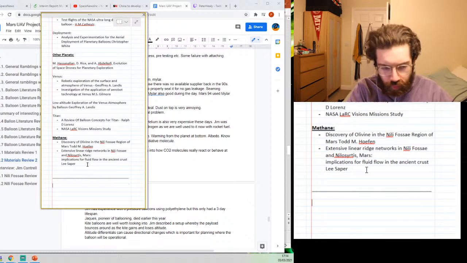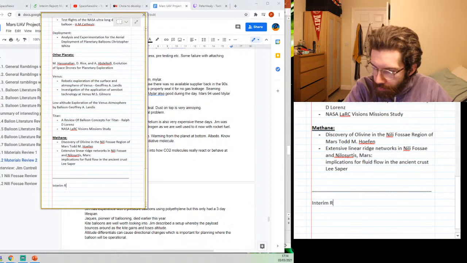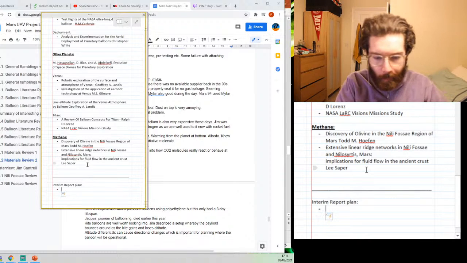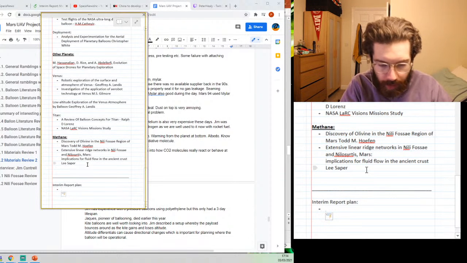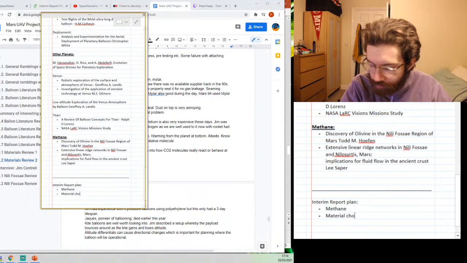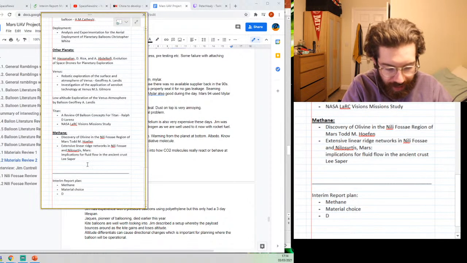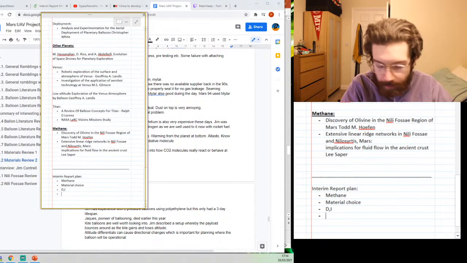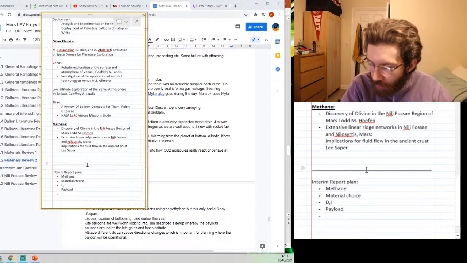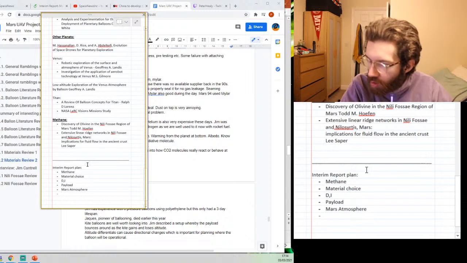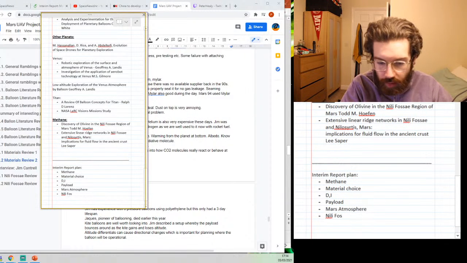What am I doing? Okay, interim report plan. So what do I actually want to talk about? Let's just list things down, okay? I want to talk about methane. I want to talk about material choice. I want to talk about D and I. I want to talk about payload. I want to talk about Mars atmosphere. I want to talk about Nili Fossae.